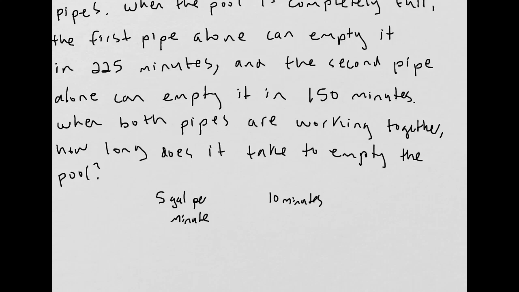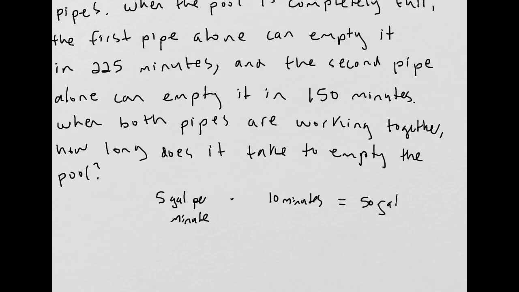Well, for every minute, 5 gallons of water are drained. So if I want to know how much is drained in 10 minutes, I would just multiply those numbers together, and that would give me 50 gallons drained. So that gives us our equation that we're going to use. It's going to be gallons of water per minute times the number of minutes equals the number of gallons drained.